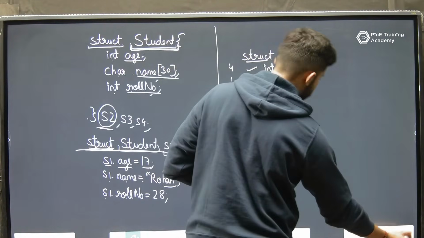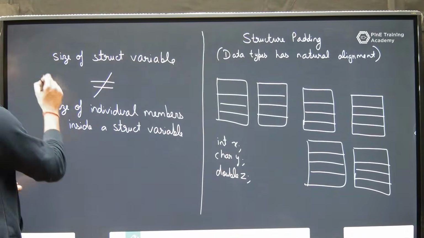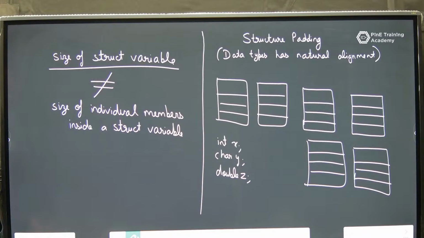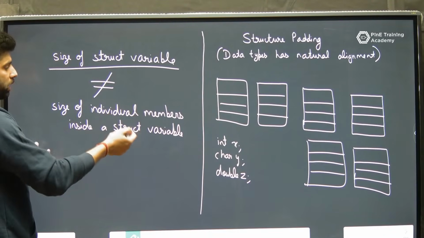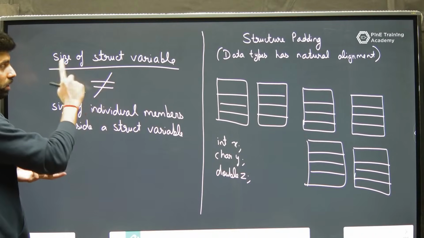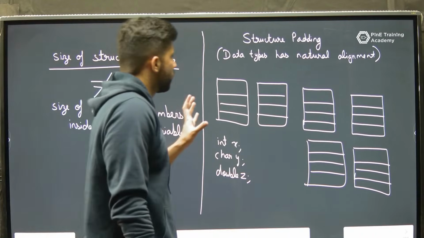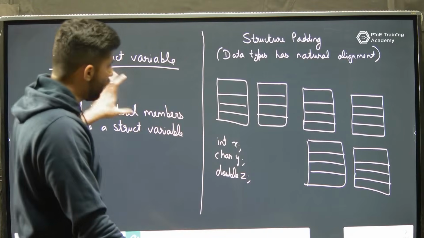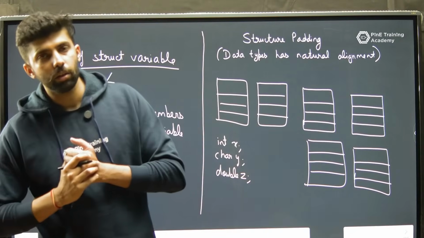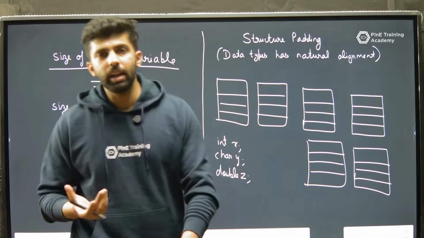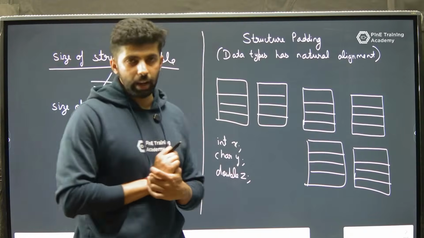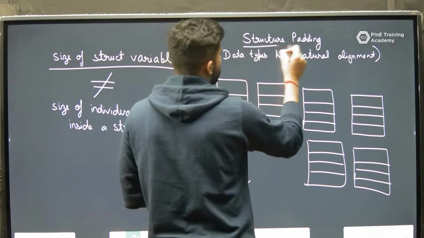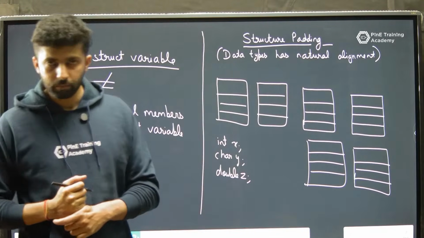Let's see. The size of a structure variable is not always equal to the sum of the sizes of individual members inside it. And for that, we will now understand a very important concept, which is majorly asked in interviews if they want to assess your knowledge in C language. It is a very important part, and the topic is structure padding, right?